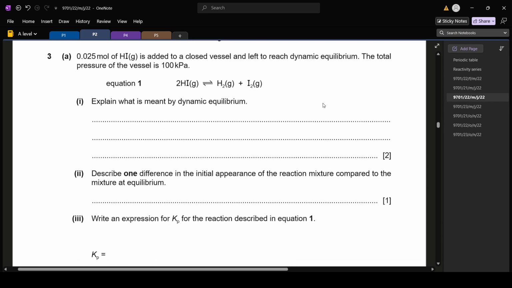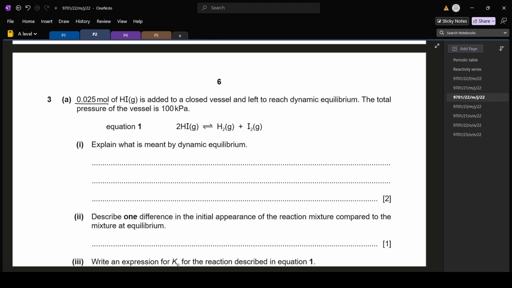Question number 3. 0.015 mole of hydrogen iodide is added to a closed vessel and left to reach dynamic equilibrium. The total pressure of the vessel is 100 kilopascal. The equation is shown. Explain what is meant by dynamic equilibrium.